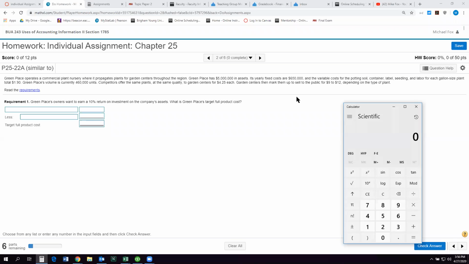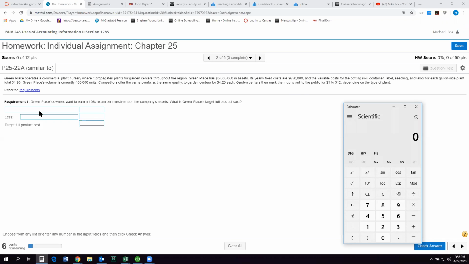All right, this is problem 25-22A, which is actually the second question on the chapter 25 homework about Green's Place. They have a commercial plant nursery. You can read all that stuff. Anyway, the owners want to earn a 10% return on investment on the company's assets, and they want us to come up with the target full product cost.